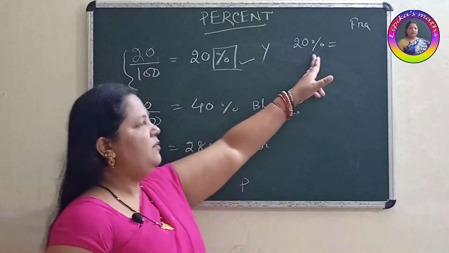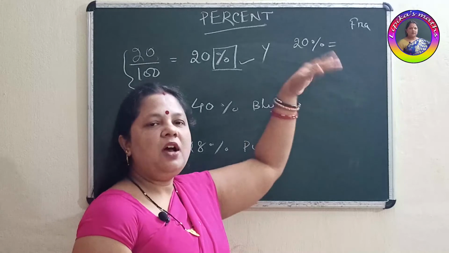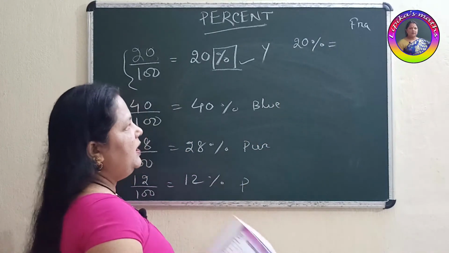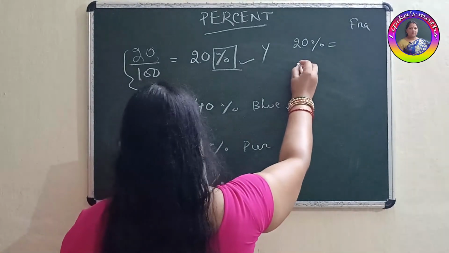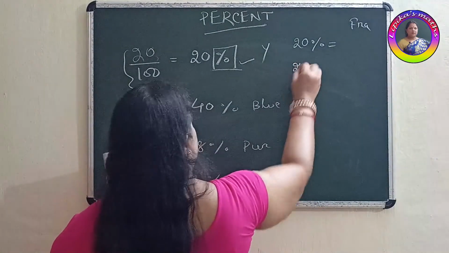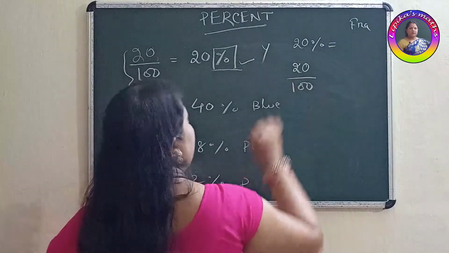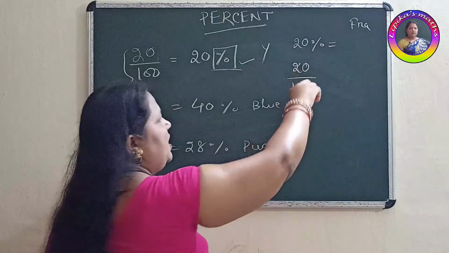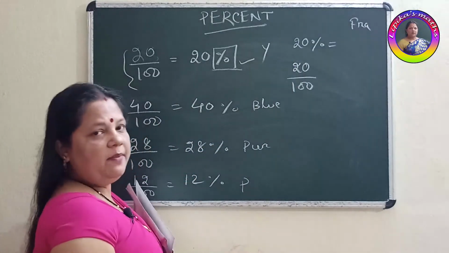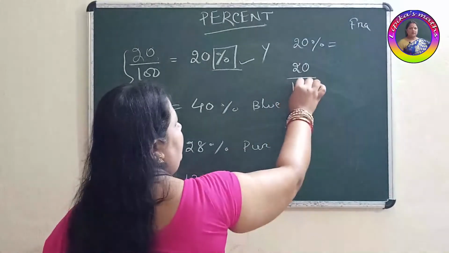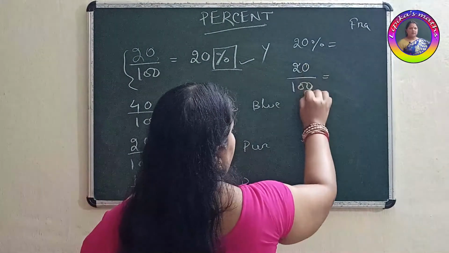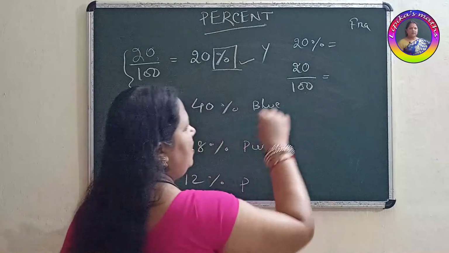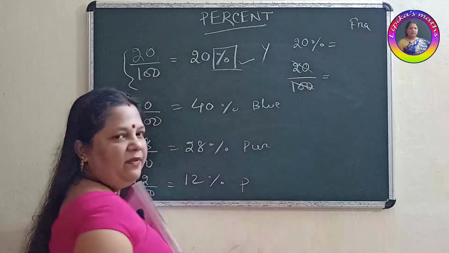Now, to change from percentage to fraction, how do we do it? The thing you have to remember is that 20% means 20 by 100. That means for percentage to fraction, you need to divide the number by 100. You will get 20 by 100 in fractional form, and then we need to simplify here.